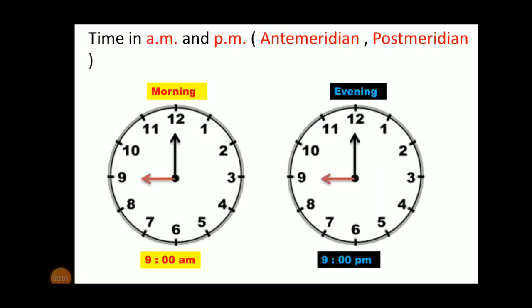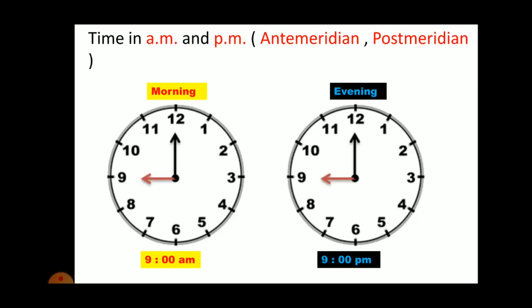Time in AM and PM. AM stands for anti-meridian, whereas PM stands for post-meridian. We know that the hour hand goes around the clock twice a day. It shows the same time twice a day. Therefore, the 24-hour day is divided into two periods, that is, morning and evening.